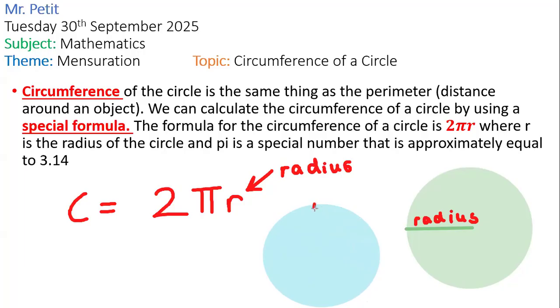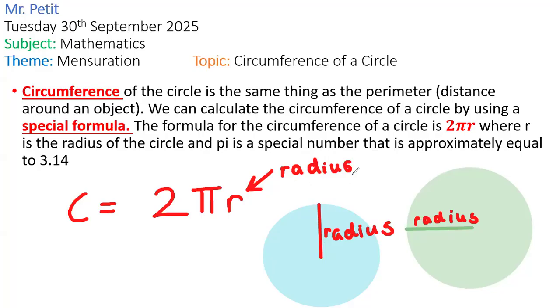Let's say I have this point right here. This is also the what? Radius as well. So both of these are the radius. And it could be in any direction. So it could be sideways, horizontal. It could be up or it could be down. It could be this side or it could be that side.